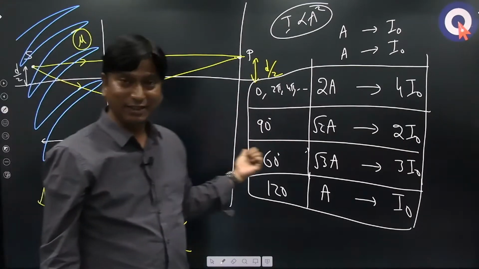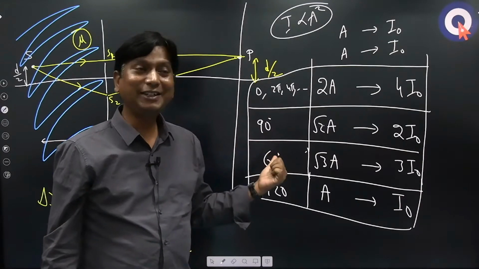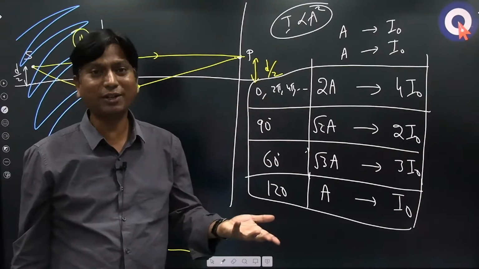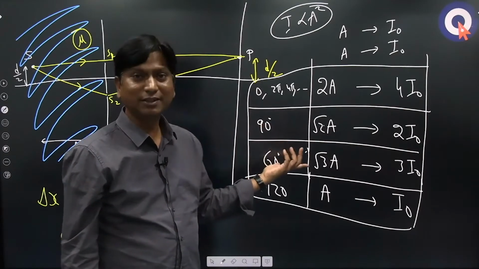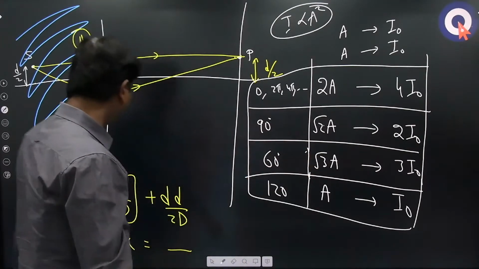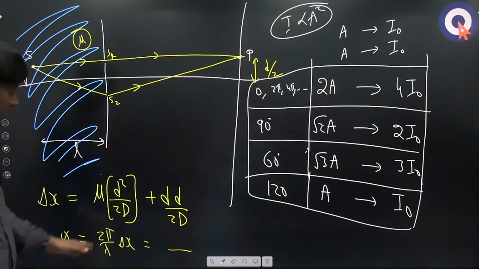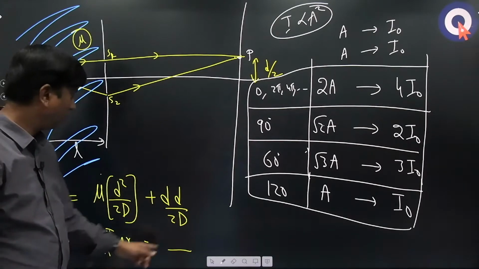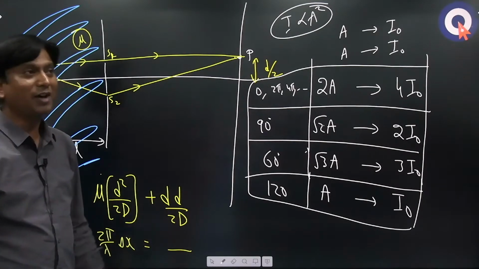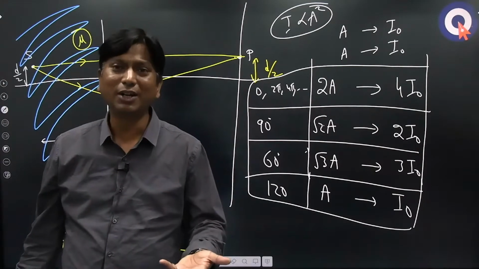Now they are asking in this question, where the intensity is half of the maximum. Maximum was 4 I naught, half of it means 2 I naught. Means phase difference is what? 90 degrees. That's all. Once the phase difference is 90 degrees, you already know how to find the phase difference. That you equate to 90 degrees. Right or not? So when the phase difference is 90 degrees, the path difference is what?